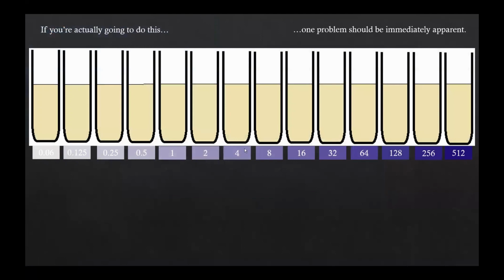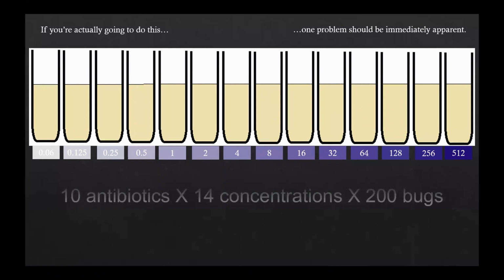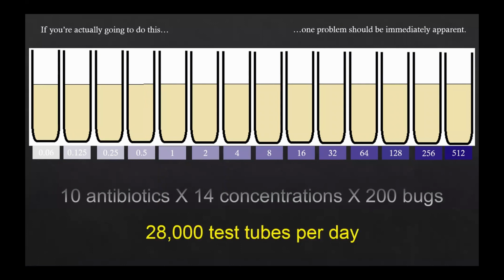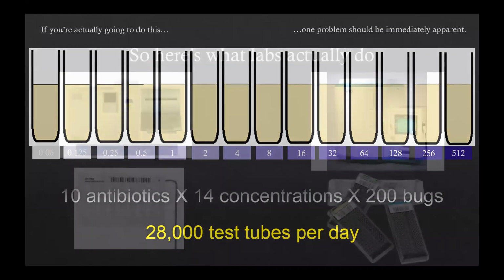Now, this is the way I showed you before how we do it. Imagine these are all test tubes here. This is 14 different concentrations of the drug. And if I wanted to be able to report out 10 different drugs, and in our lab, we do about 200 different organisms a day, susceptibility-wise, that would come out to 28,000 test tubes a day. We don't have space for 28,000 test tubes, and we don't have people who are going to actually look at those test tubes and read them. So labs don't do it this way. This is the simple method, but this is not the way labs are going to do it. This is what we actually do.